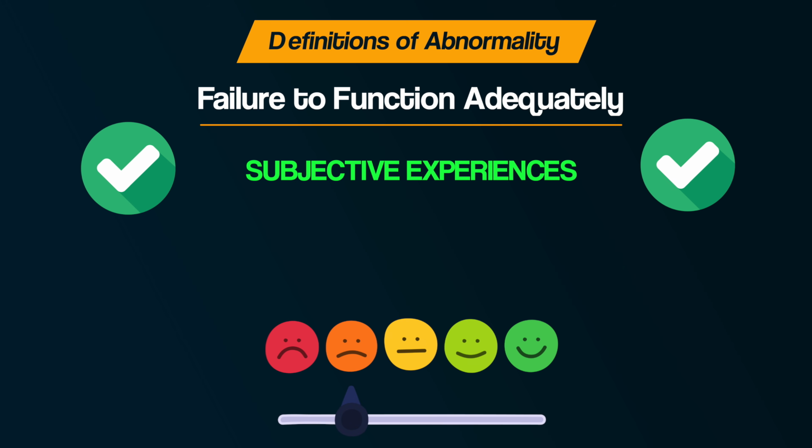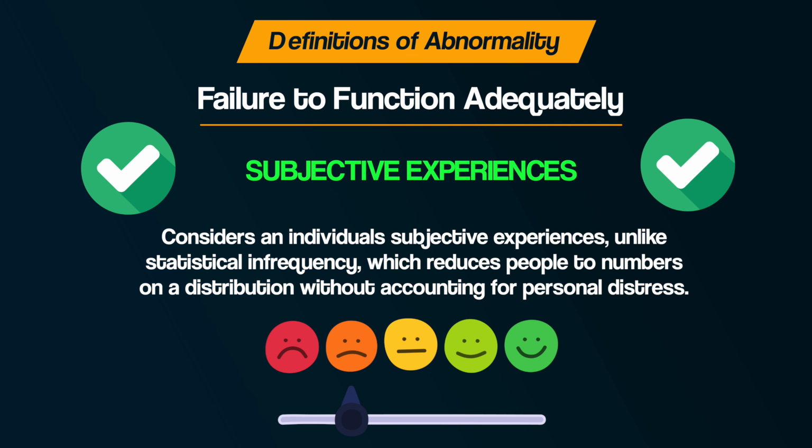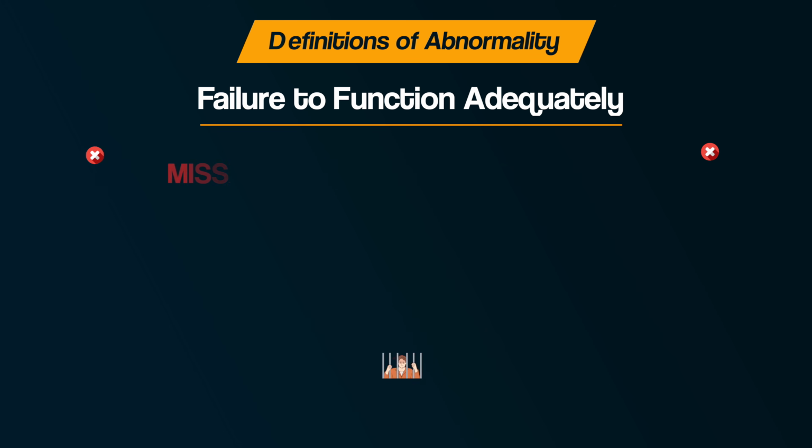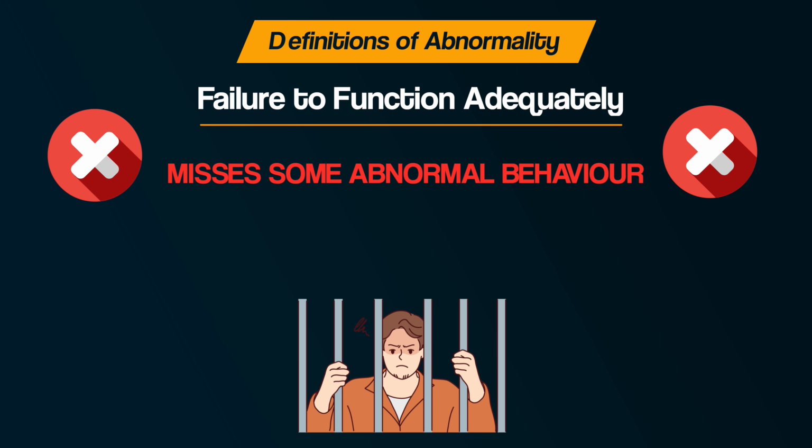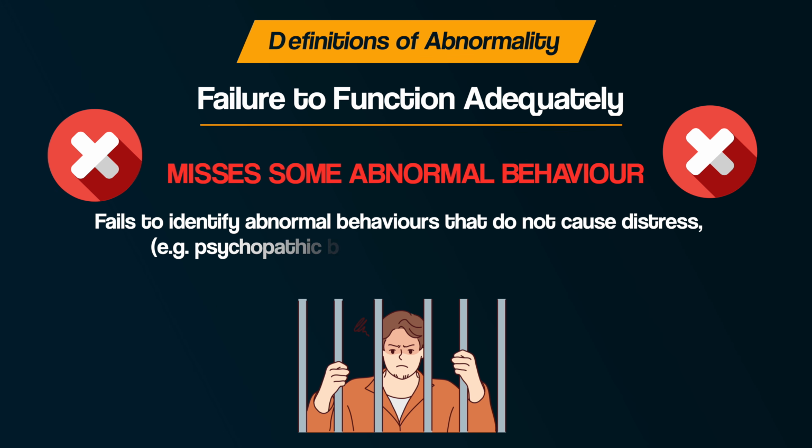One strength of this definition is subjective experiences. It considers an individual's subjective experiences, acknowledging their emotions and feelings, unlike statistical infrequency, which reduces people to numbers on a distribution without accounting for personal distress. A limitation of this definition is that it misses some abnormal behaviour. It fails to identify abnormal behaviours that do not cause distress, such as psychopathic criminal behaviour, where individuals may function normally despite engaging in acts that are clearly abnormal.